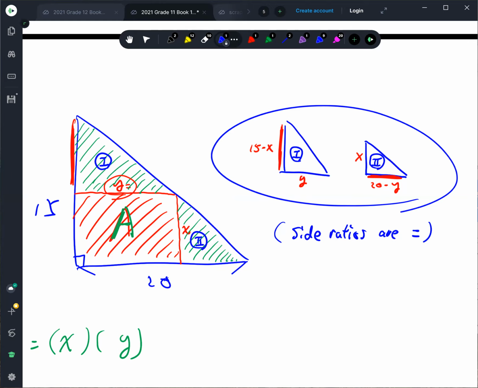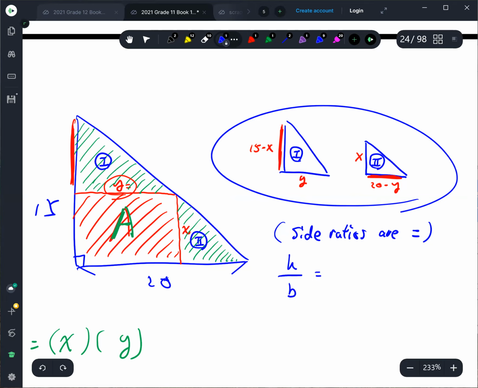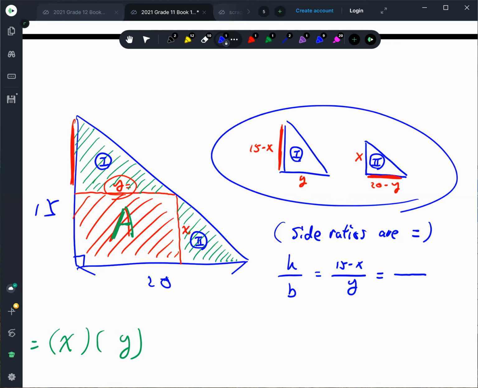You have the height and the base, right? Yeah. The ratio between the height and the base should always be the same. So what's the height of the first triangle? 15 minus x. And the base? y. So it should equal the ratio between the height and the base for the second one as well, which is x over 20 minus y.